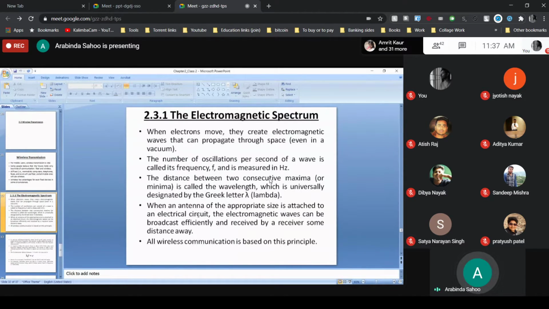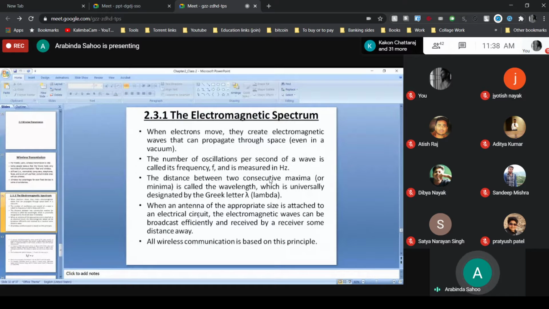So you must have heard the term spectrum. Allotment of spectrum: each communication network, suppose BSNL, or Jio, or Airtel, generally communicates using a certain spectrum. That means each network is normally assigned a particular frequency band, so that they can use that particular frequency band for their communication purpose.